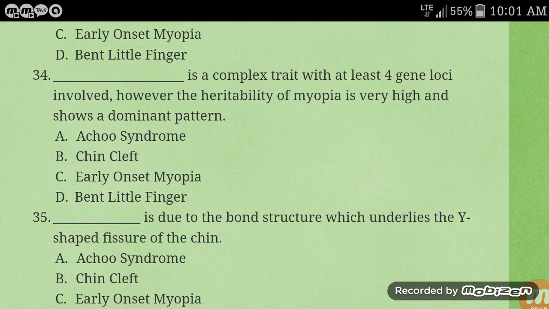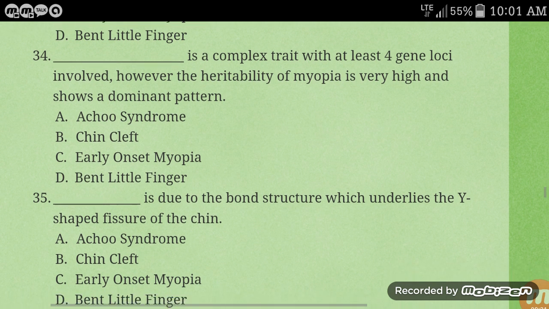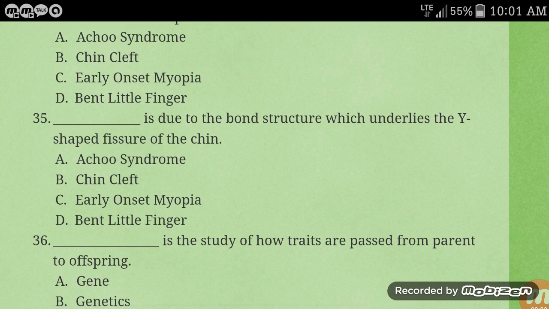Next one, blank is a complex trait with at least 4 gene loci involved. However, the heritability of myopia is very high and shows a dominant pattern. So what's that? Of course, it's letter C, early onset myopia. Number 35 is due to the bone structure which underlies the Y-shaped fissure of the chin. Y-shaped fissure of the chin, of course, that's chin cleft.